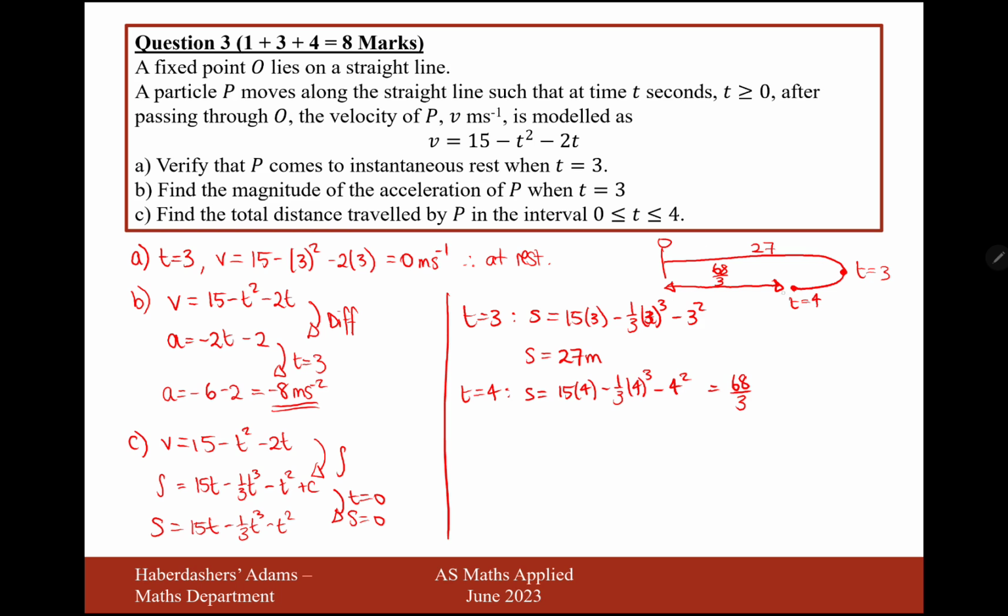So to work out the total distance actually travelled, let's think about it. What would be best to do? Let's double 27 to make it 54, and then take away this bit that we don't need. That will give us this extra part on that side there. So 2 times 27, take away our 68 over 3, gives us 94 over 3 meters. And if we were to round that to a decimal, 31.3 meters. That's the distance travelled by the particle P between 0 to 4.